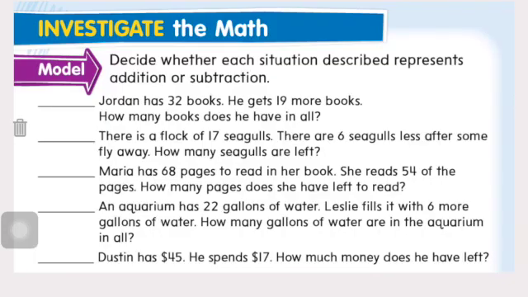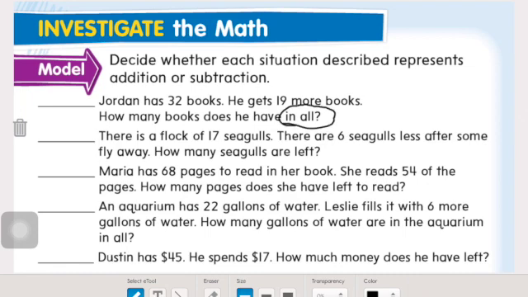So we're going to decide whether each situation described represents addition or subtraction. So we've got to really think about what's happening in our story. Sometimes we might even want to take the numbers out, not worry about the numbers, and just think about what's actually going on. So it says Jordan has 32 books. He gets 19 more books. How many books does he have in all? So there's that in all. That's going to be our clue there. And if we take the numbers out and just think about what's happening, he has books and he gets more. So we know that we are adding.